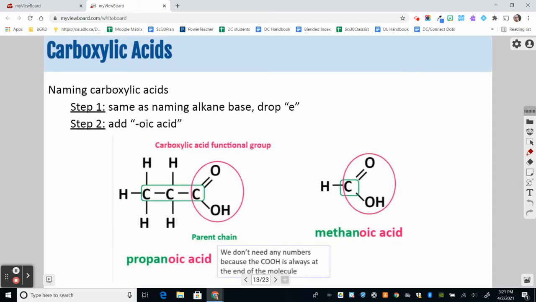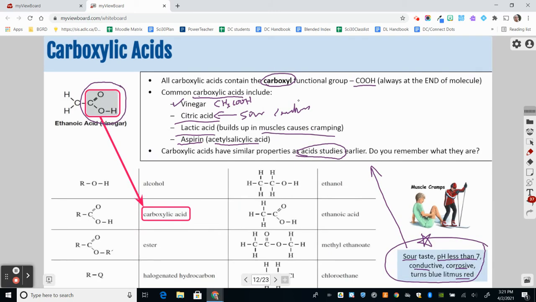Going back to naming a carboxylic acid, it's the same as naming an alkane chain, but you drop the E again and add oic acid. If we go back to this chart, you'll see the example. This is the nice thing about this chart. You don't have to memorize everything. You can really use this chart to help you out. Here is ethane, a 2 carbon chain, and it's an acetic carboxylic acid. So we change the ending to ethanoic acid.